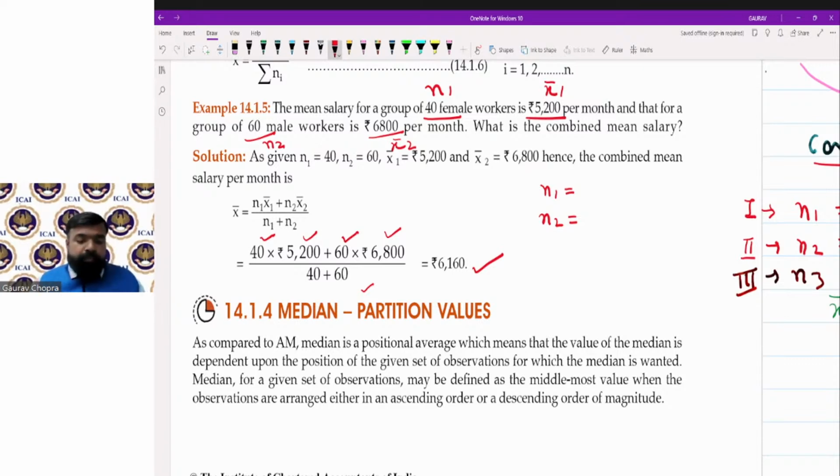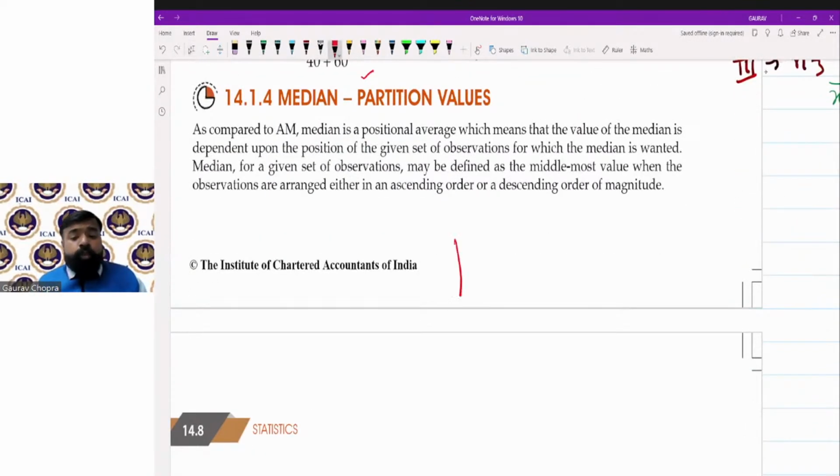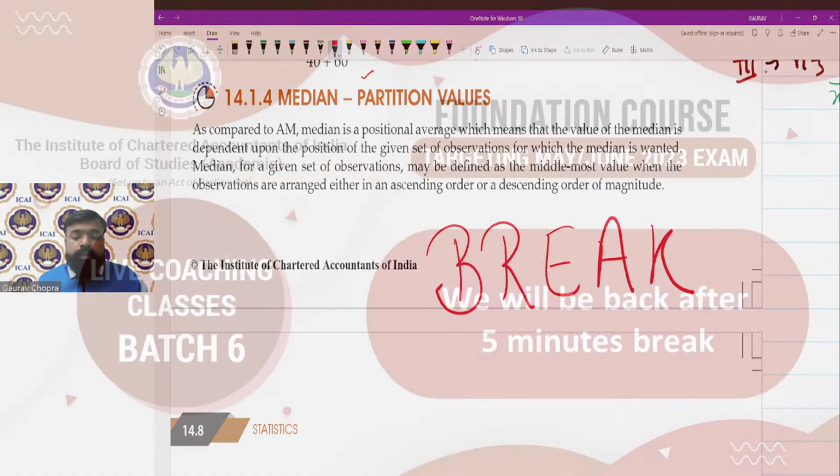So all this was arithmetic mean. Now it's time for median. So before starting the median, let us have a break of 5 minutes and then we will continue with our median.